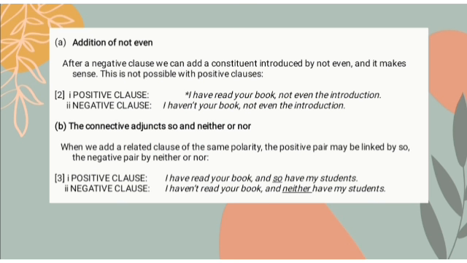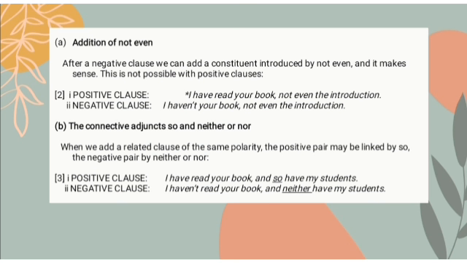The connective adjunct so and neither or nor. When we add a related clause of the same polarity, the positive pair may be linked by so, the negative pair by neither or nor. Let's see the example. 1. Positive clause. I have read your book, and so have many students. And 2. Negative clause. I haven't read your book, and neither have many students.